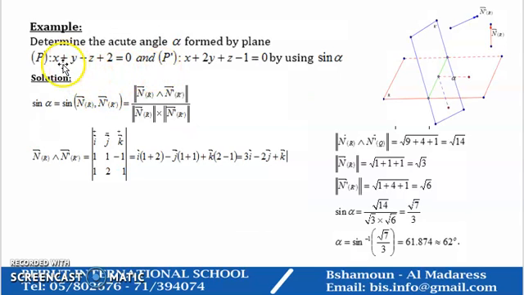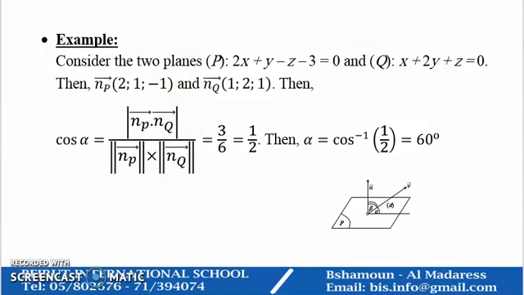Example here. I have the first plane and the second plane. I take the normal vector of the first one, which is (1, 1, -1), and the normal vector of the second one, (1, 2, 1), and we take n cross n prime. We obtain 3i minus 2j plus k, and the norm of this vector is radical 14. The norm of the first vector is radical 3. The second normal vector is radical 6. We replace this, and we obtain sine of alpha.